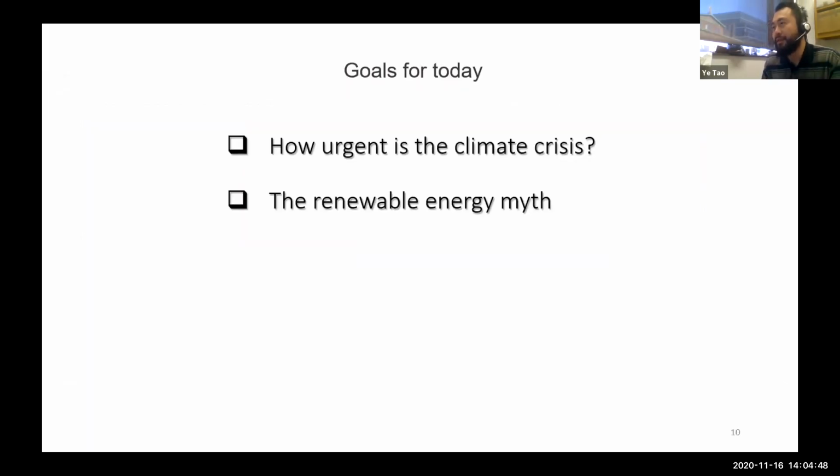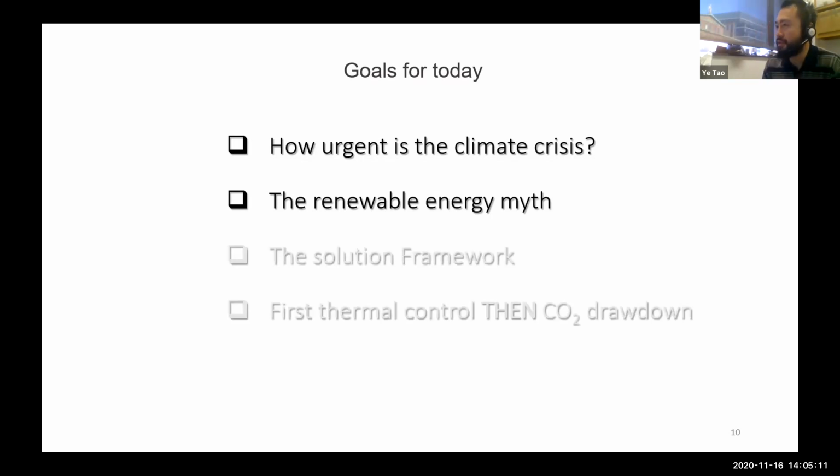So today, I will again highlight how urgent the climate crisis really is in a more precise time frame. And I will try to show why the pursuit of renewable energy, and the belief that it's a cure for climate change, is a myth, and a very horrible myth that's paralyzing our civilization. Then I will talk about the solution framework that we have come up with, and why it's important to first get the thermal runaway effect under control before we even consider CO2 drawdown, due to the kinetics of these different issues and their urgencies.